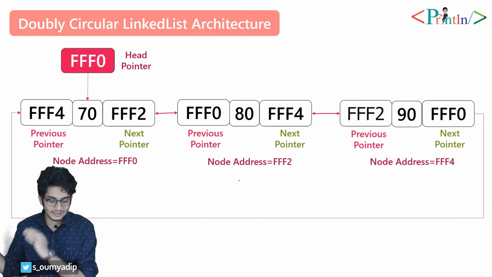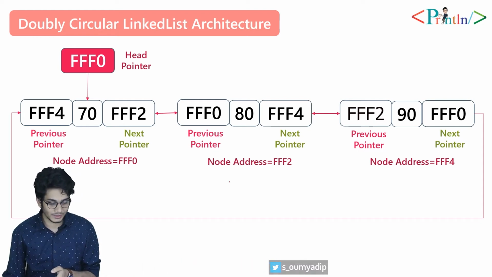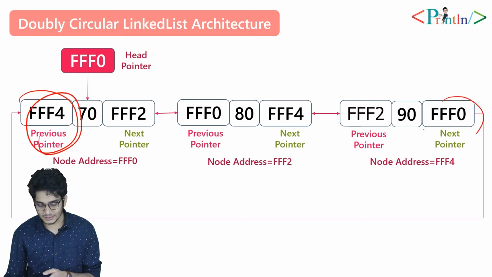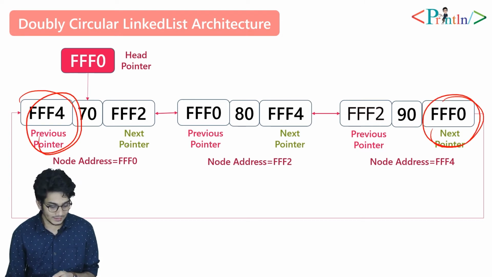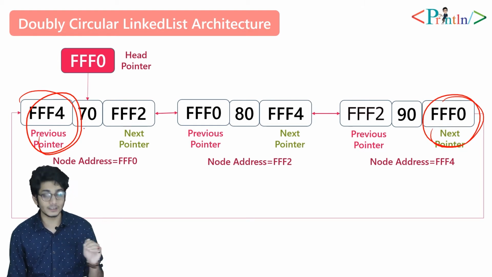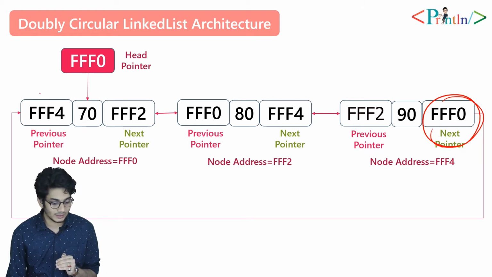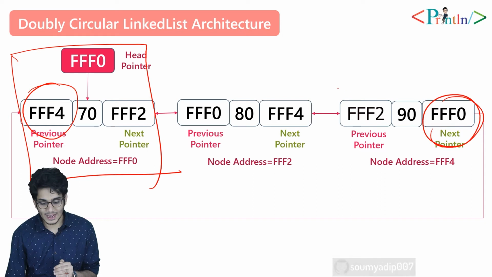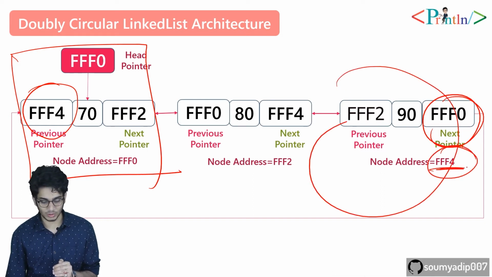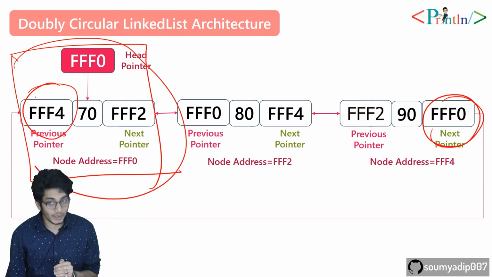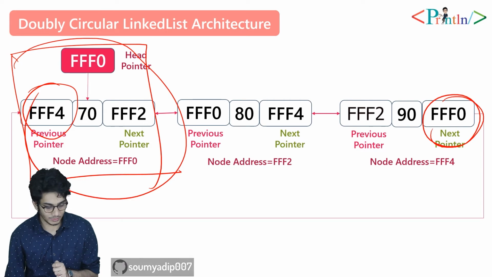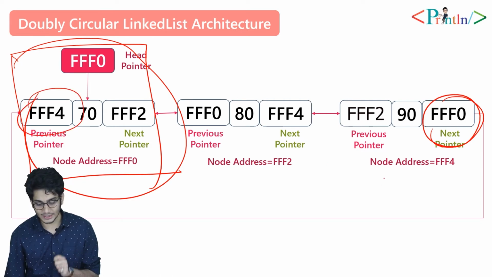So let's say that it's a doubly circular linked list. As you can see, in a normal doubly linked list, in this position we have null and in this position we have null. But the difference between a normal doubly linked list and a doubly circular linked list is that the previous pointer of the first node will store the address of the last node, right? You can see that FFF4 is written over there, and FFF4 is the address of the last node.